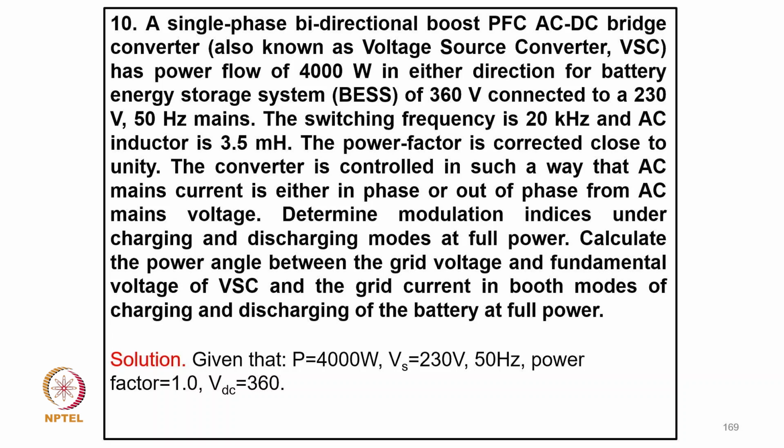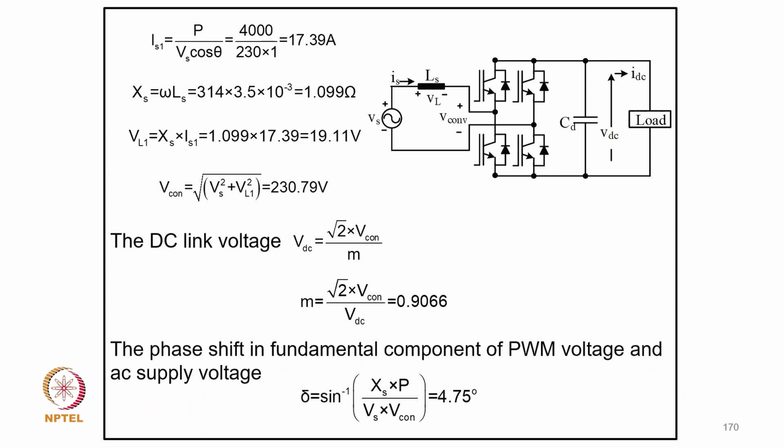So given here, power is 4000 watt, Vs equal to 230 volt 50 hertz, power factor is 1, and VDC 360 volt. So coming to the circuit here, IS1 equal to P upon Vs into cos theta, putting values it comes to 17.39 ampere, XS equal to omega LS, and putting values it comes to 1.099, and VL1 is XS into IS1, so it comes to 19.11, and V converter is under root Vs square plus VL1 square, 230.79, and the DC link voltage VDC equal to 2 V converter by M, so putting values M comes to 0.9066, and the phase shift between the fundamental of PWM and the supply voltage, delta equals sin inverse of XS into IS1 divided by V into V converter, putting values it comes to 4.75 degree.